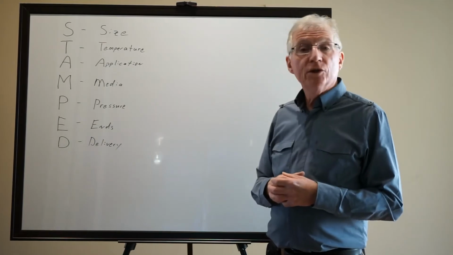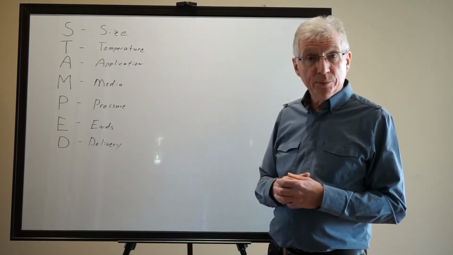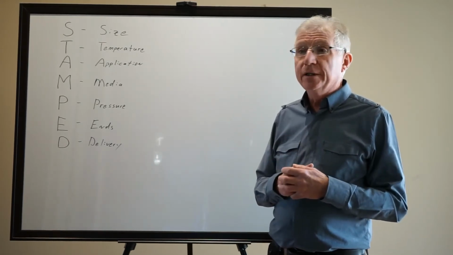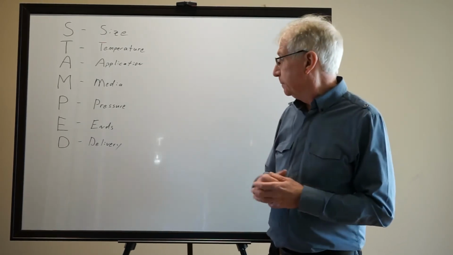Next is P, which is the pressure. So this is both the working pressure of the hose and if there are any pressure spikes that happen in any of the applications that are occurring.